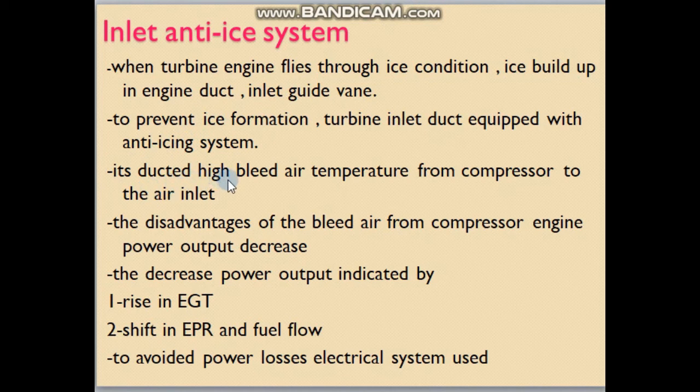It ducts high temperature bleed air from the compressor to the air inlet. The disadvantage of bleeding air from the compressor is that engine power output decreases. The decreased power output is indicated by a rise in the exhaust gas temperature indicator and a shift in the EPR, engine pressure ratio, and fuel flow. To avoid power losses, an electrical system is used.